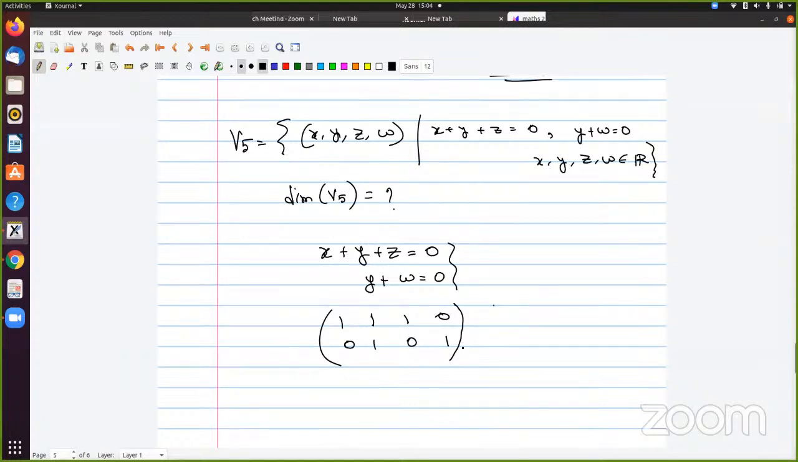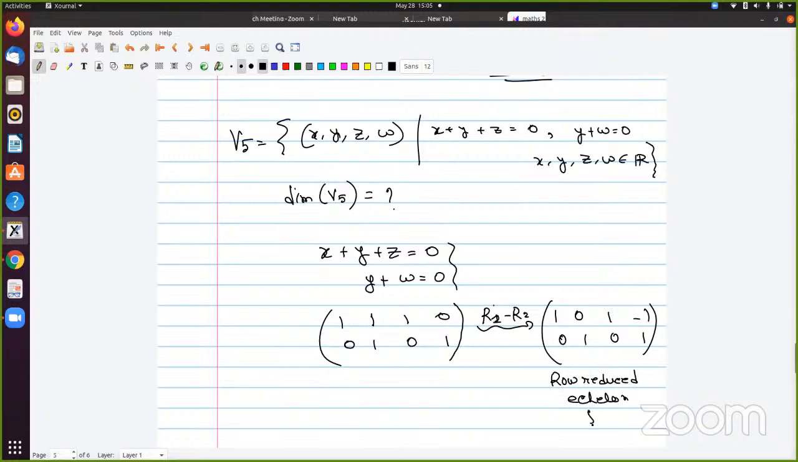So I will make it row reduced echelon form. The first element is there, so I am doing R1 minus R2 to make it 0, 1, minus 1. So this is in row reduced echelon form? Yes, sir.